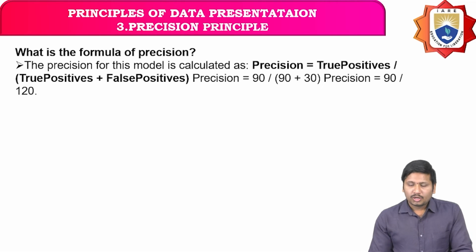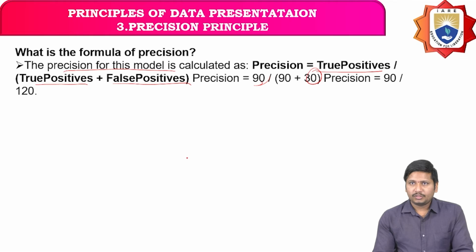Normally, you follow a formula for precision. If I'm going to calculate the precision of the model, it should be calculated as: precision is equal to true positives divided by true positives plus false positives. Suppose the true positive value is 90 and the false positive value is 30. So 90 divided by 90 plus 30, so the precision will be 90 by 120. These are some of the formulas of precision that we follow for some applications normally.